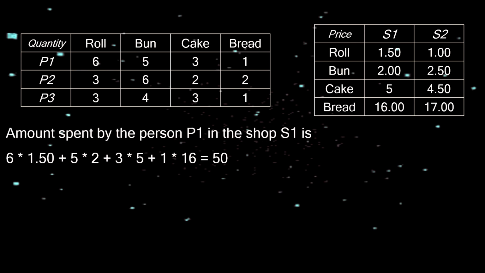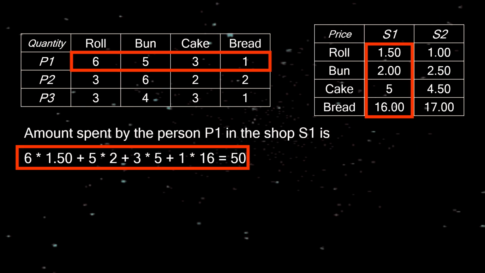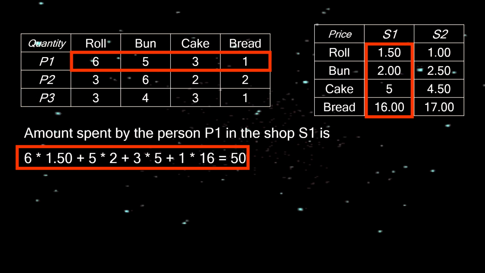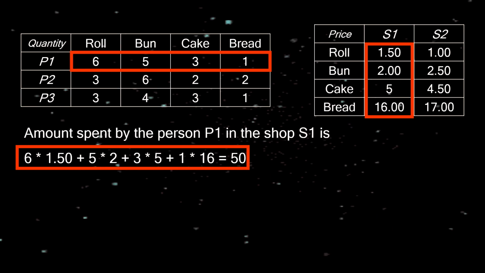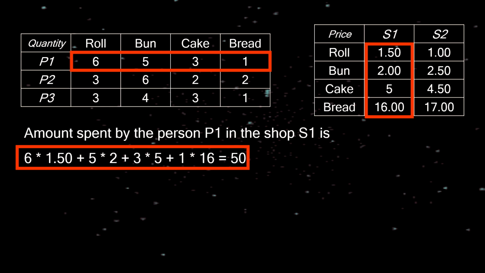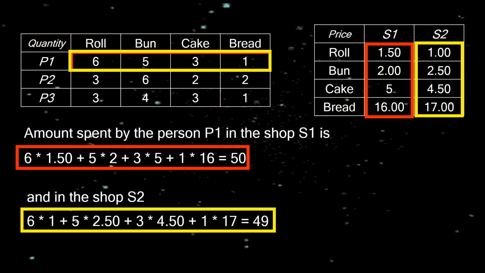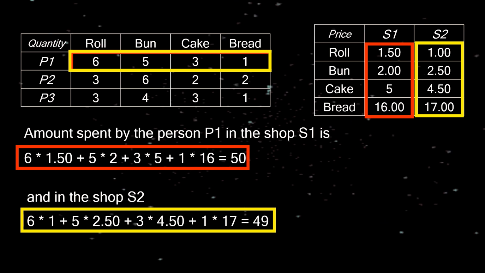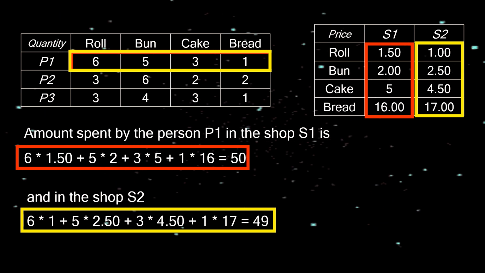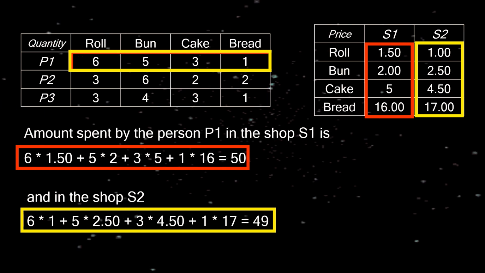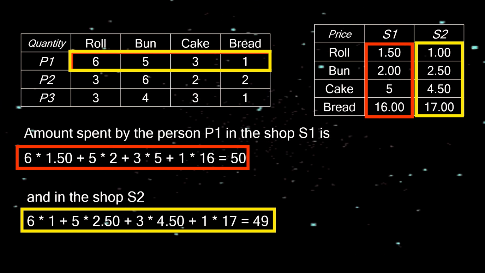The amount spent by the person P1 in the shop S1 is 6 multiplied by 1.50 plus 5 multiplied by 2 plus 3 multiplied by 5 and 1 multiplied by 16, which equals 50. Similarly for shop 2 it is 6 multiplied by 1 plus 5 multiplied by 2.50 plus 3 multiplied by 4.50 and 1 multiplied by 17, which equals 49.